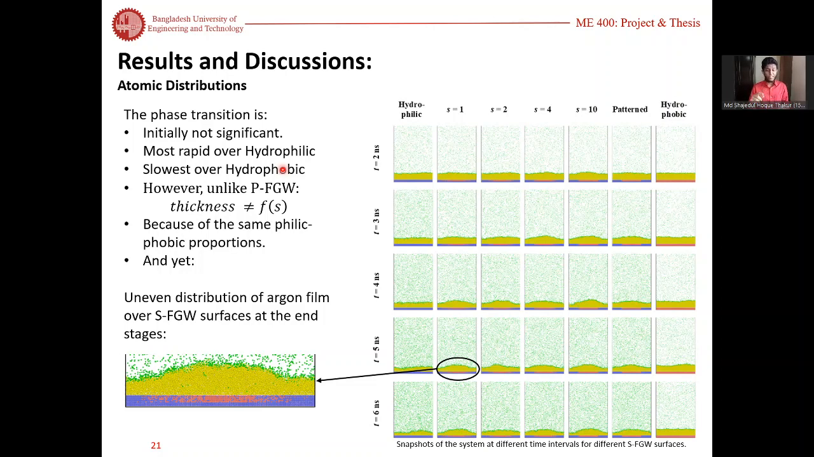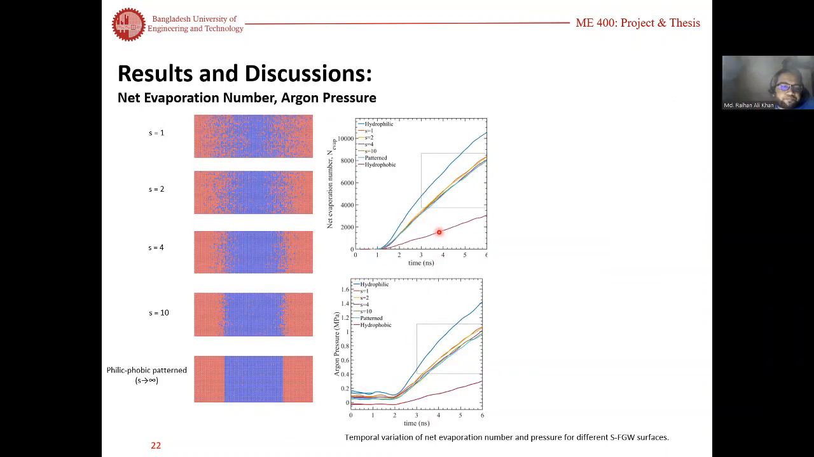However, the thickness of the argon film here does not vary with the value of S, the function parameter. This is because the function parameter does not vary the proportion of the hydrophilic and hydrophobic atoms on the surface. And yet we do see some uneven distribution of the argon atoms over the SFGW surface.